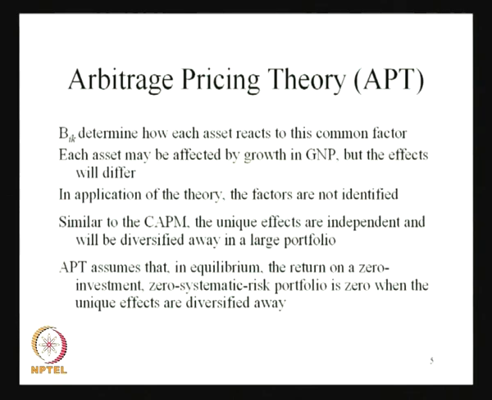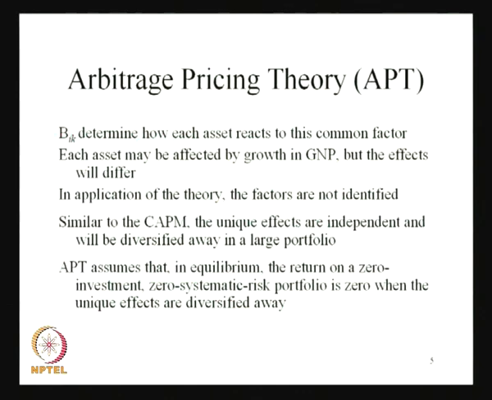But in application of the theory, the factors are not identified properly. Then, similar to the capital asset pricing model, the unique effects are independent and will be diversified away in a large portfolio, which we should also use in the arbitrage pricing theory case. Arbitrage pricing theory assumes that in equilibrium the return on a zero investment or zero systematic risk portfolio is 0 when the unique effects are diversified away, because there is no risk, there would be no return.